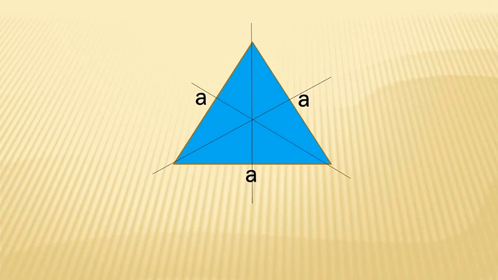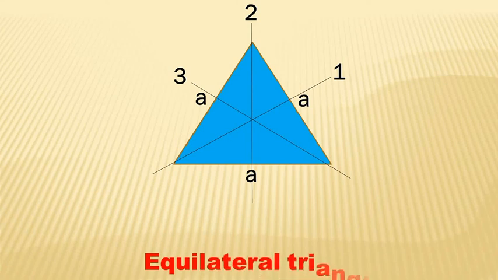Let's see. This is my equilateral triangle. I have side A, and I have another side A, making them equal. So I can divide my equilateral triangle in this manner. I could also divide it in this manner, and I could also divide it in this other manner, making one line of symmetry, two lines, and three lines of symmetry. So this tells me that this is an equilateral triangle.